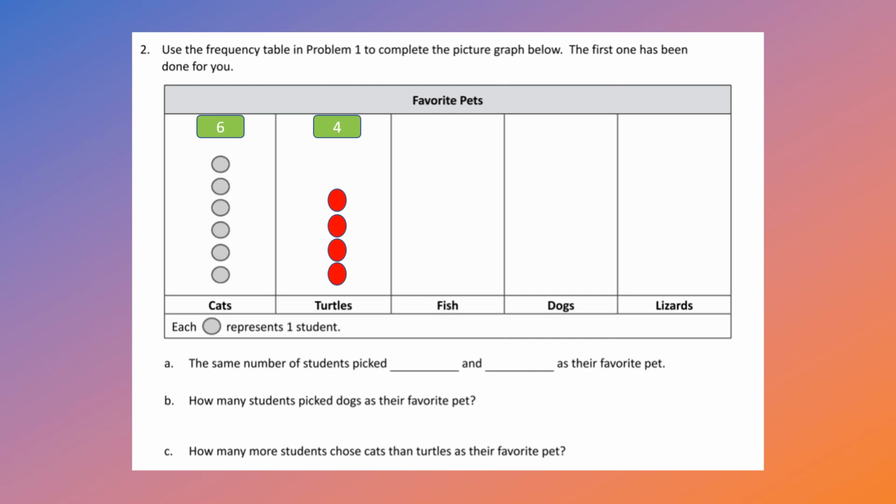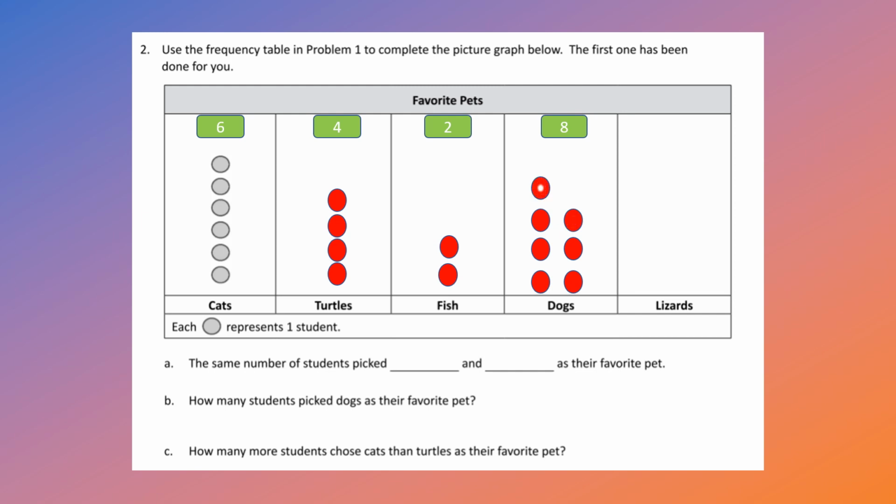Now, fish. How many students had fish? That's right, it was 2. 2 students had fish. So you need 2 circles there. Make sure you have 2 circles there. And dogs. How many students had dogs? 8. So that means you have to have 8 circles where it says dogs. Make sure you have 8 circles there.